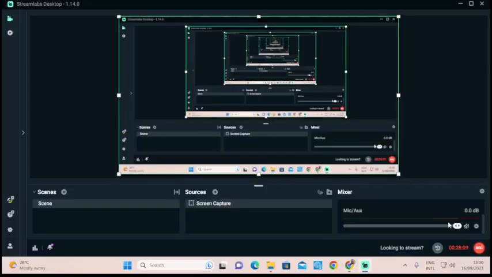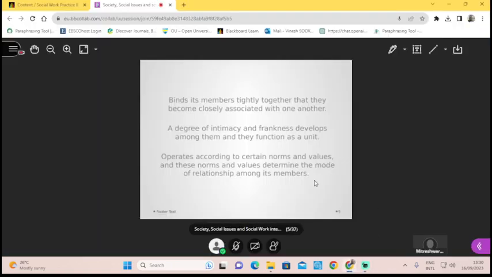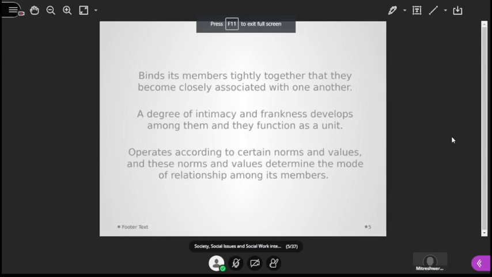Okay. So, it binds its members so tightly together that they become closely associated with one another. A degree of intimacy and frankness develops among them, and they function as a unit. It operates according to certain norms and values, and these norms and values determine the mode of relationship amongst its members.